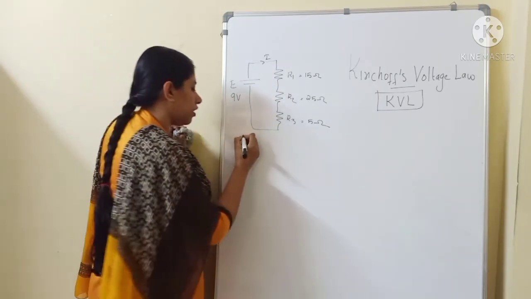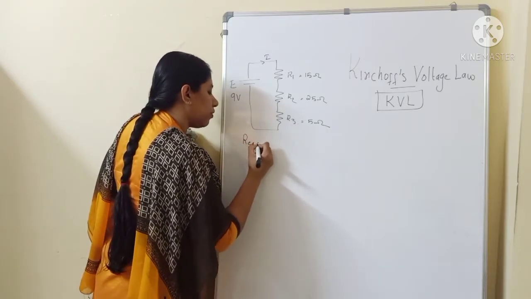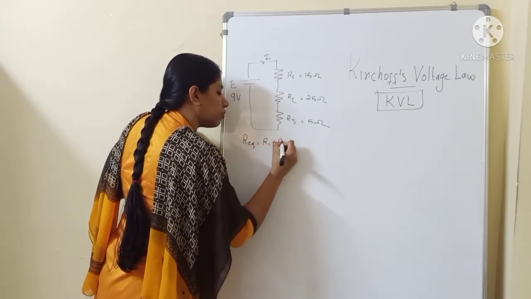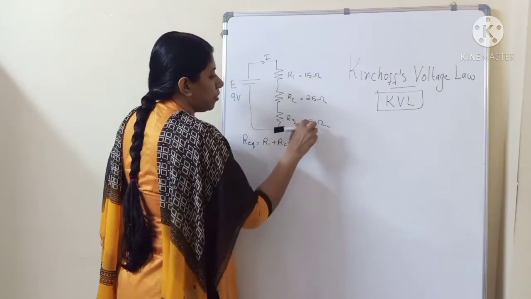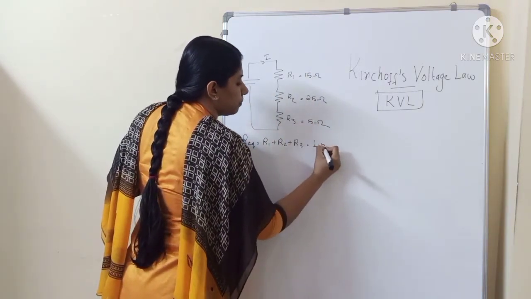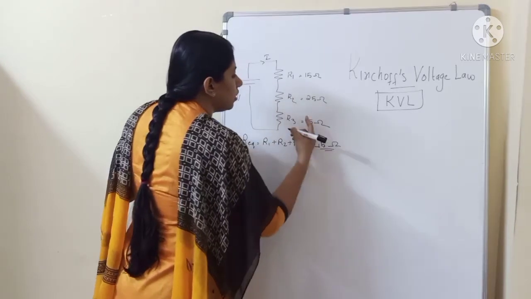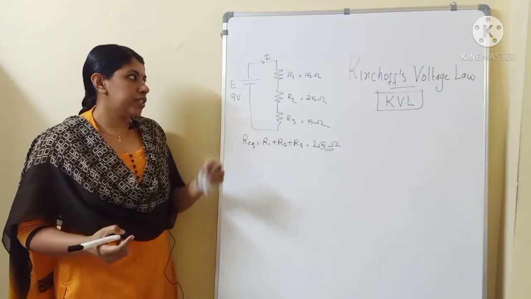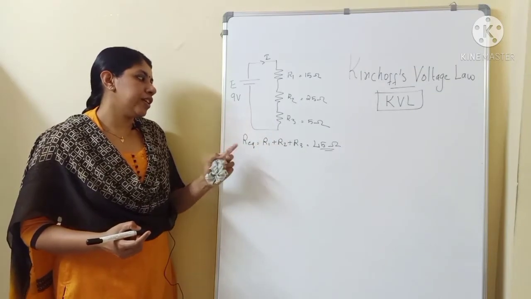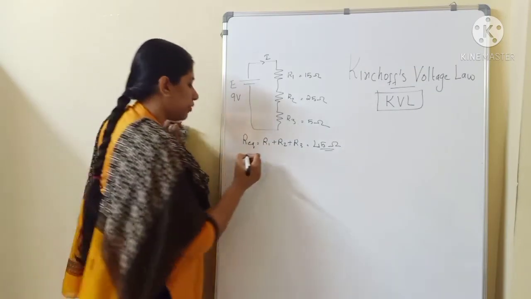This means the same current is flowing through all three resistors. Therefore the equivalent resistance R equivalent will be R1 plus R2 plus R3, which is equal to 15 plus 25 plus 5, that is 45 ohm. So this is the value of the equivalent resistance. Now we have the equivalent resistance, and what we have to find is the current. So what will be the value of the current?